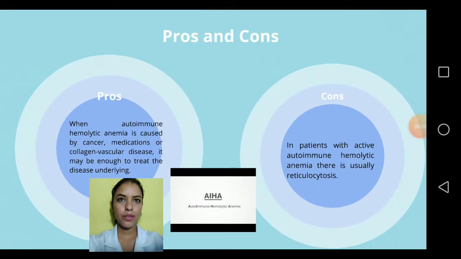Pros and cons. Pros. When autoimmune hemolytic anemia is caused by cancer, medications, or cold vascular disease, it may be enough to treat the underlying disease. Cons. In patients with active autoimmune hemolytic anemia, there is usually reticulocytosis.